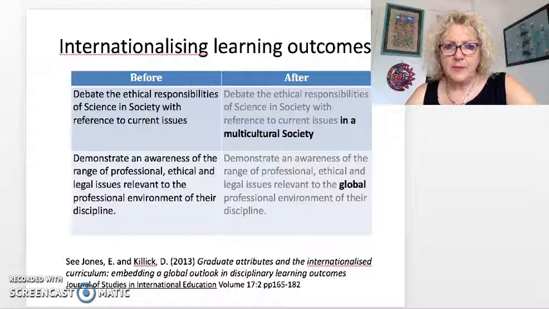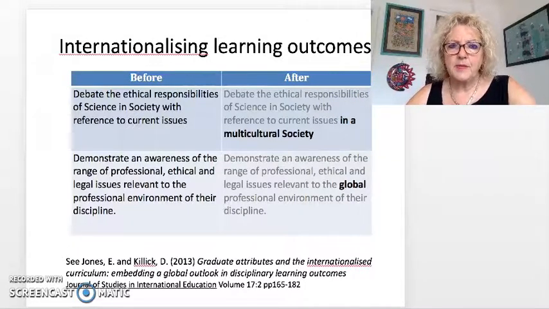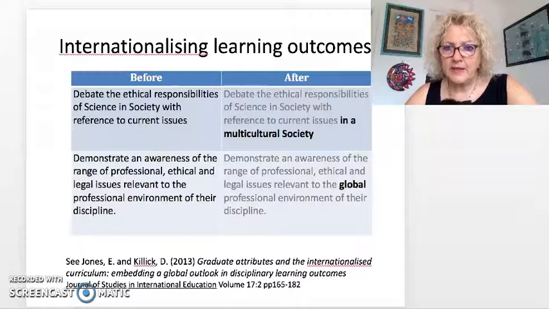In the next example below that, it was from business, and they were looking at the professional, ethical and legal issues relevant to the professional environment of their discipline. We added the word global to make sure that they were thinking about other countries and what was happening in the international context. And we suggested that they incorporated this into their learning outcomes.